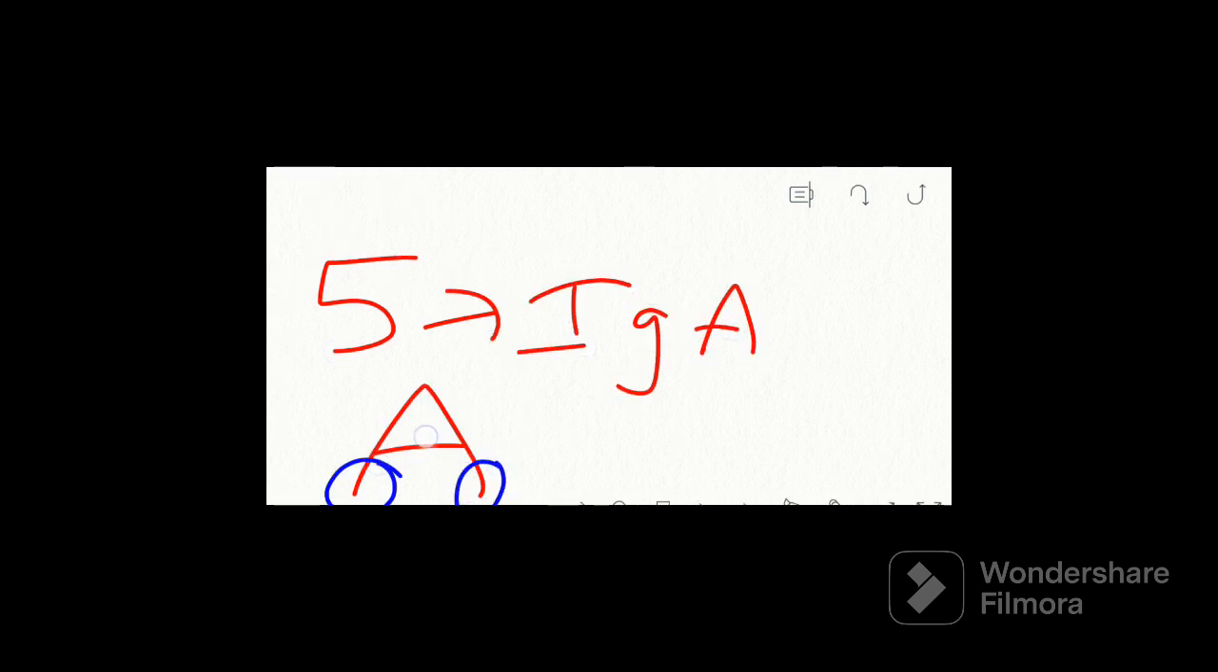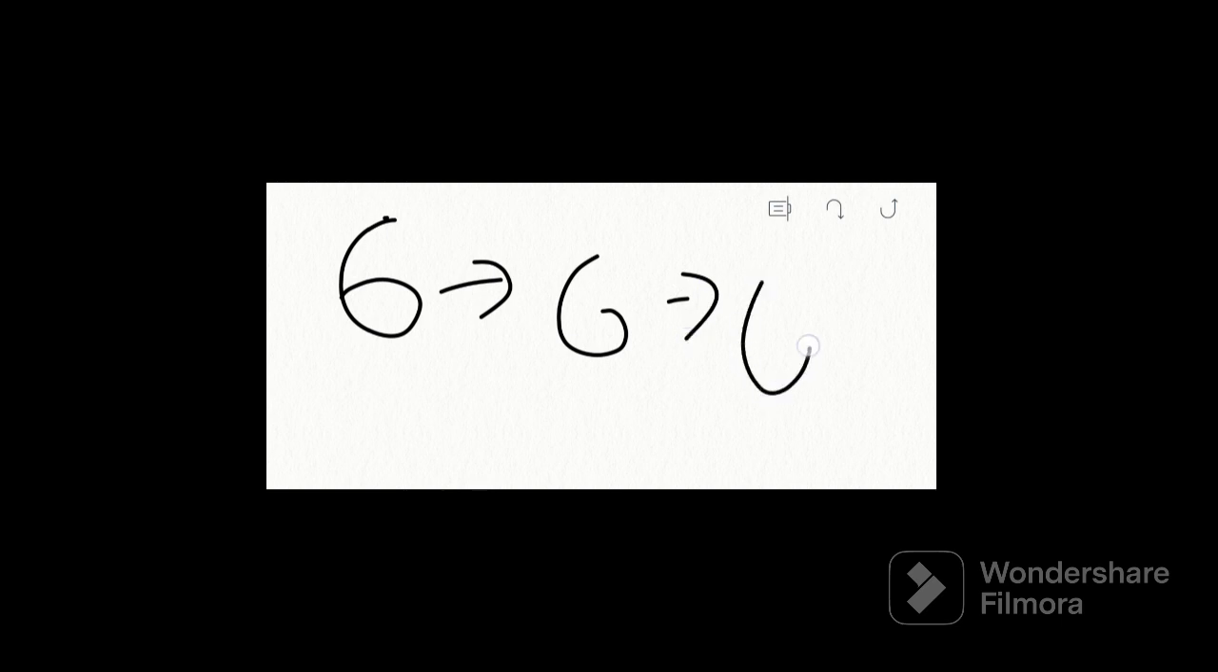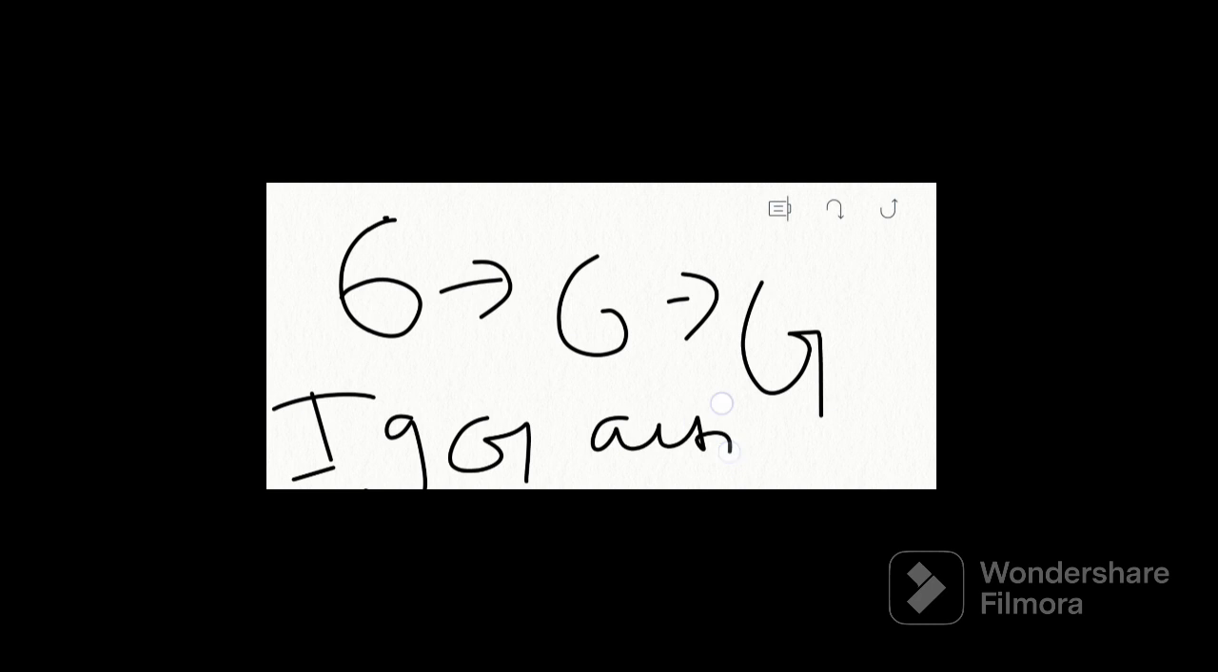When we talk about interleukin 5, there is no trick for 5, it is for IgA activation. 1, 2, 3, 4, 5 lines in A. Okay, so in 6, this 6 looks like a G, right? So interleukin 6 is for IgG activation.